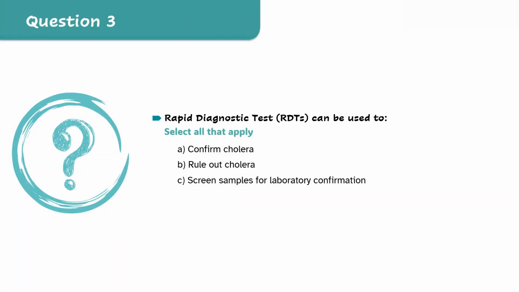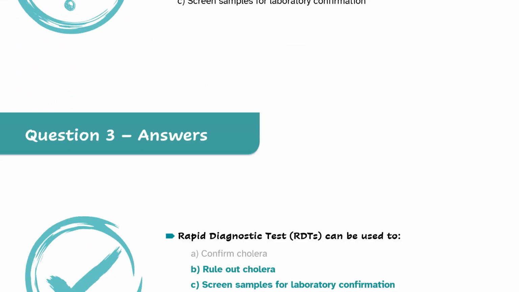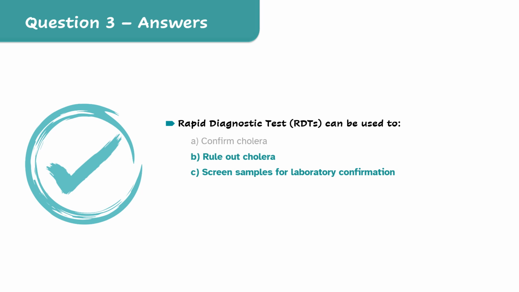Question 3. Select all that apply. Rapid diagnostic tests, RDTs, can be used to A. Confirm cholera, B. Rule out cholera, C. Screen samples for laboratory confirmation. The correct answers are B and C. RDTs are used to rule out cholera when negative and to screen samples for laboratory confirmation when positive.